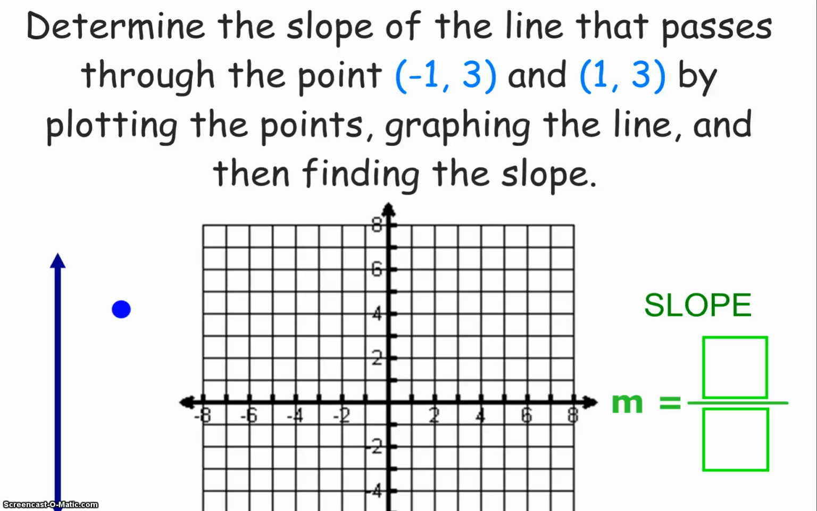Determine the slope of the line that passes through the point -1, 3. Sorry, guys. -1, 3. And then +1, 3. Do you have a rise? Is there a rise? 0. And do you have a run? 2. So anything that has a 0 on top in fraction form, your slope is 0.